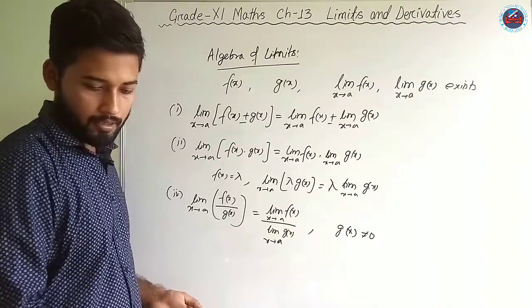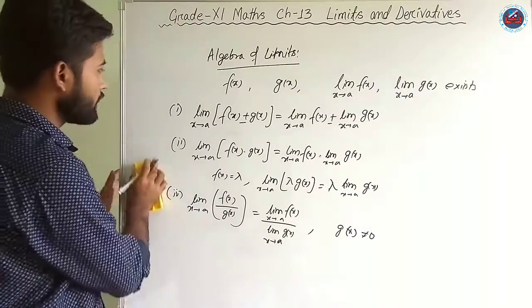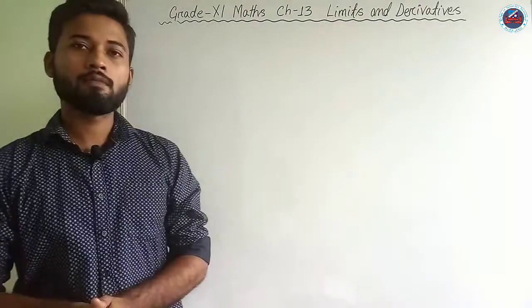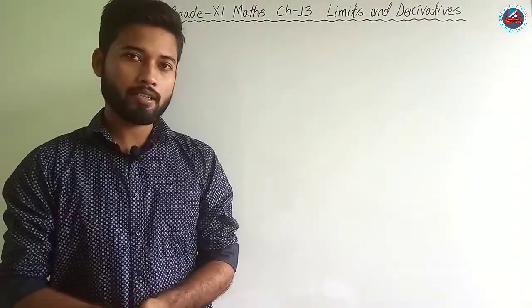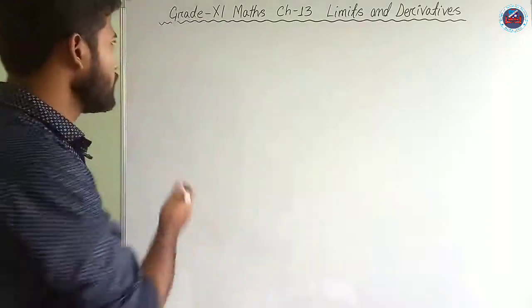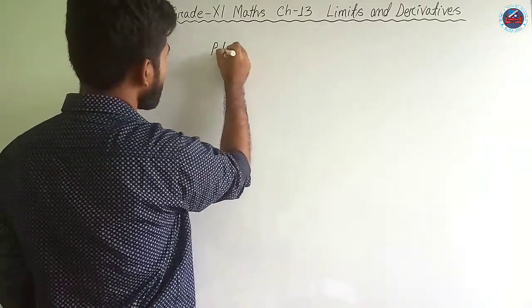And next we shall see the limits of polynomials and rational functions. So next we have polynomial and rational functions, and we shall see how to find their limits. So what is a polynomial function basically?